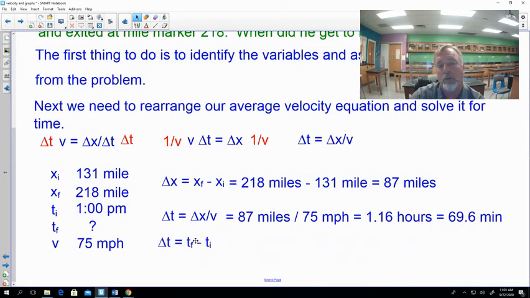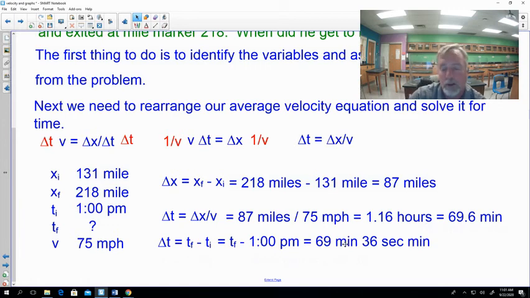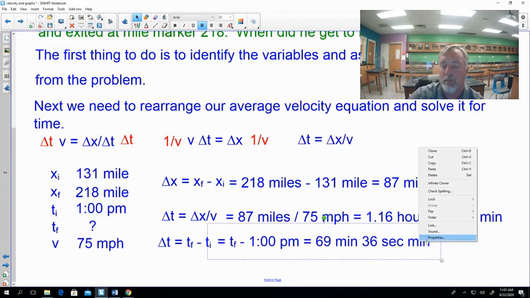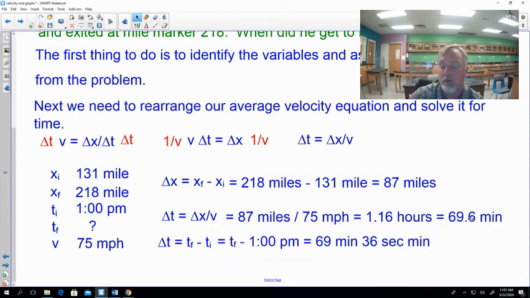Let's use the other equation we know for delta T, and that's T final minus T initial. We're going to have to rearrange this one too, because T final is not by itself. Let's plug in the values we were given: TF minus 1 p.m. And we calculated just above that our time was 69.6 minutes, or 69 minutes and 36 seconds. If we take this 0.6 minutes and turn it into seconds, it'll be 36 seconds.